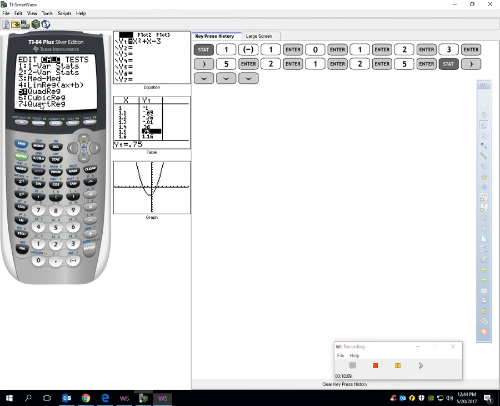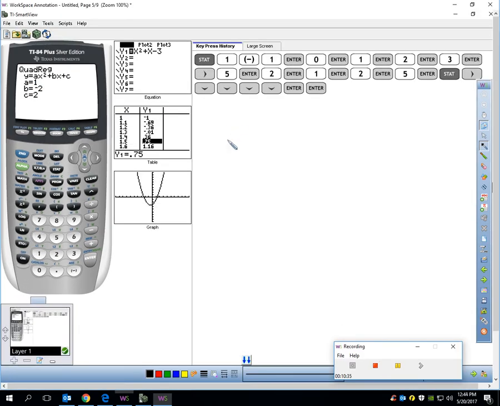So what you're telling the calculator is, I know my table is going to give me a quadratic. Calculator, would you please get the equation for me? Press enter. Now, depending on what version of the calculator you have, you might have to scroll down to calculate. I just have to press enter again. And you notice I'm getting the same thing that you see in the book. The answer I'm getting is that I have y equals 1x squared minus 2x plus 2.